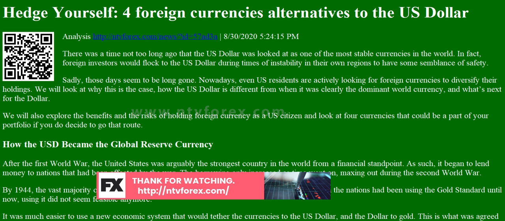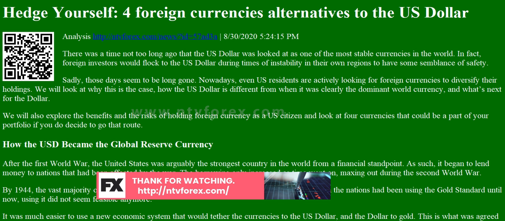How the USD became the global reserve currency after the First World War. The United States was arguably the strongest country in the world from a financial standpoint. As such, it began to lend money to nations that had been affected by the war. The borrowing only increased as time went on, maxing out during the Second World War. By 1944, the vast majority of the developed world owed large sums of money to the US.